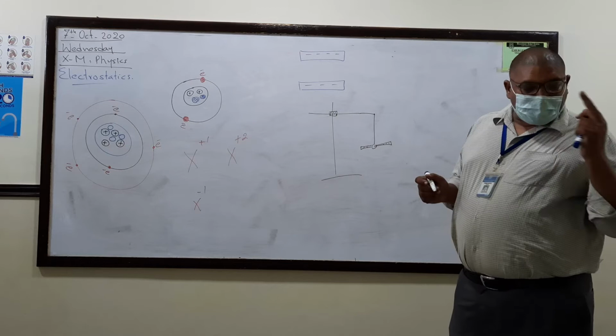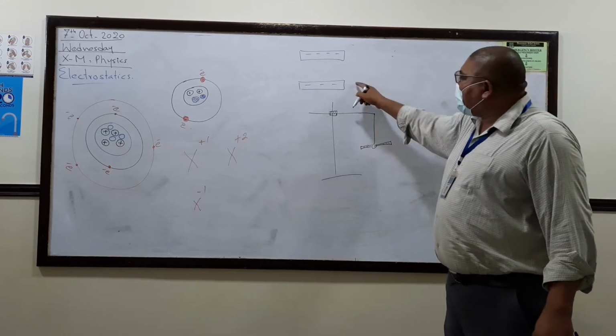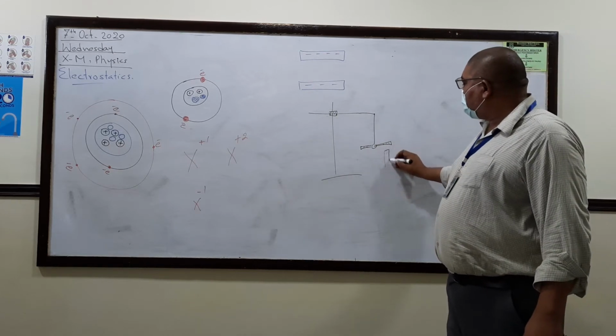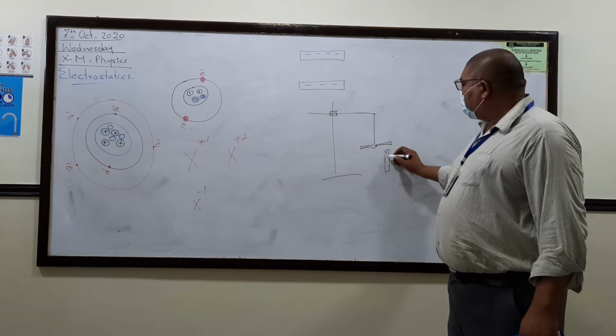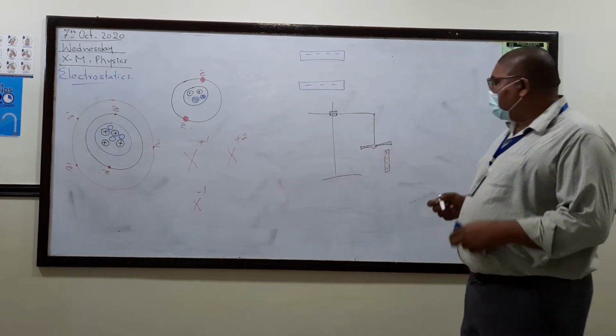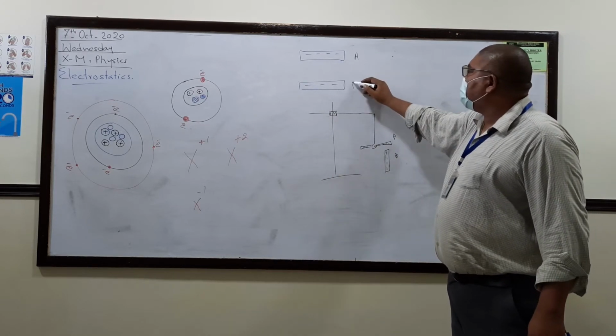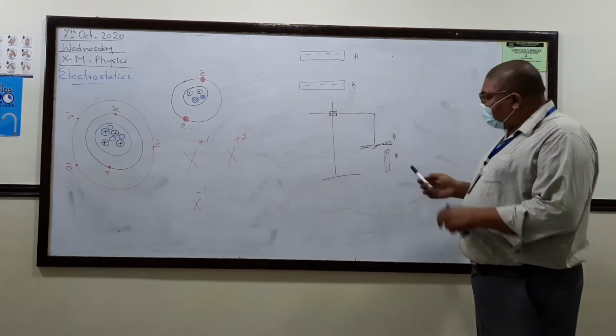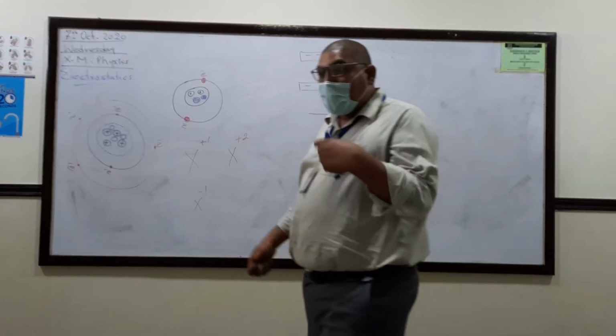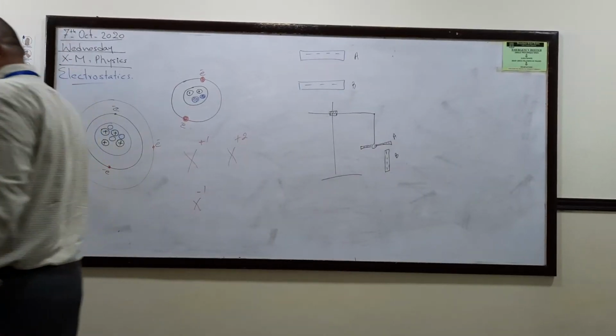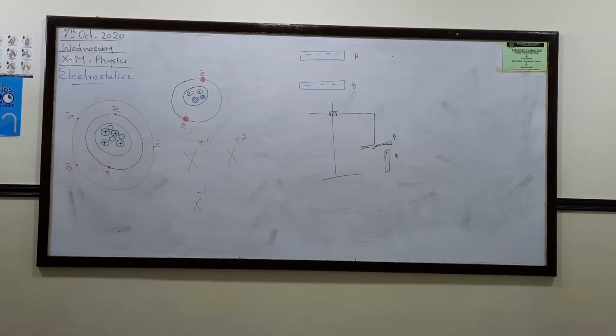And bring the second plastic rod here, near it. This is also negatively charged. Let me say this is rod A, this is rod B. So when I bring rod B near rod A, because both have the negative charge, I know this, they both have the same charge. I'm supposing they both have negative charge.